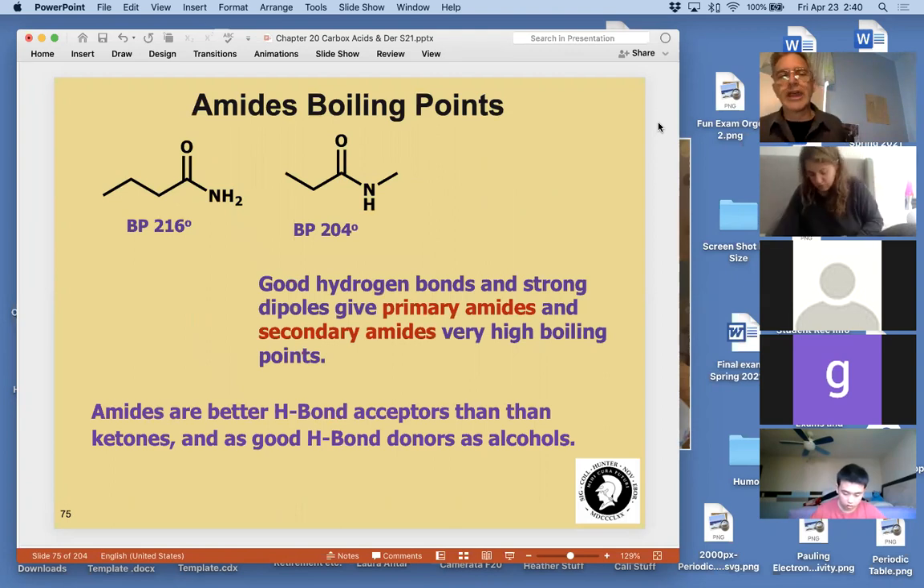Okay, boiling point of amides, don't even try to distill them. They're scary high. So this amide is 216 degrees, and also always Celsius. That's hot. The secondary amide, this is primary, secondary amide is only a little bit lower. So these both have huge dipoles and hydrogen bonding. And the hydrogen bonding is more alcohol-like or better, depending on details.